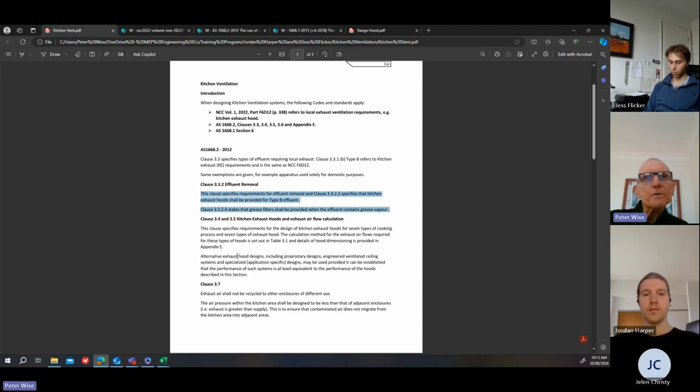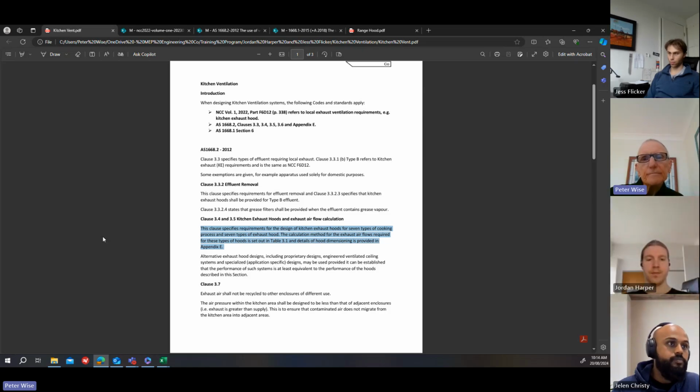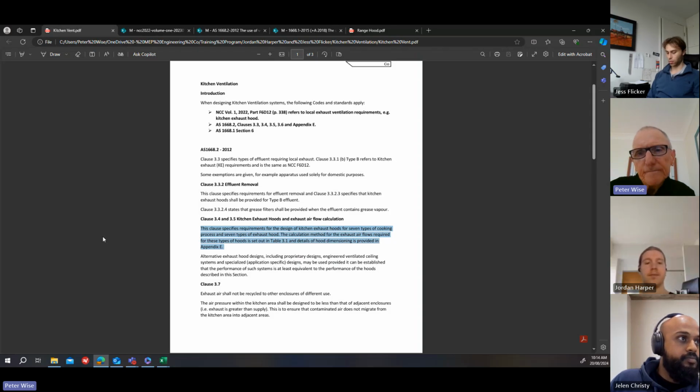Clauses 3.4 and 3.5, kitchen exhaust hoods. These two clauses specify requirements for the design of kitchen exhaust hoods. Have any of you guys had to do this yet? Design an exhaust hood? Not yet. No, I imagine not, but it's something that's probably going to crop up at any time. It just depends on the type of work you get.